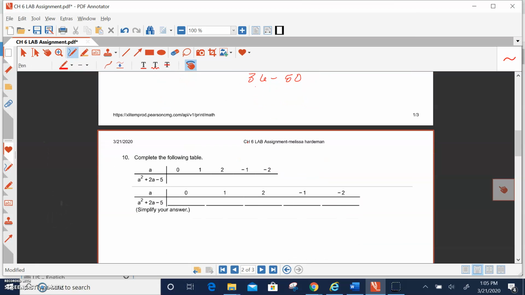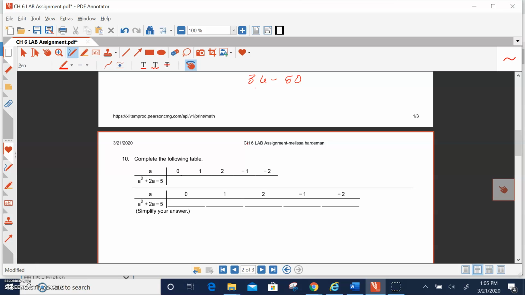And then the last question is doing the same thing, plugging in some values. In this case for A, we'll put a 0 in place for A and figure it out. Once we have that value, we'll put it right here and then plug in a 1 in place for A and put that value in this table and continue completing that table.